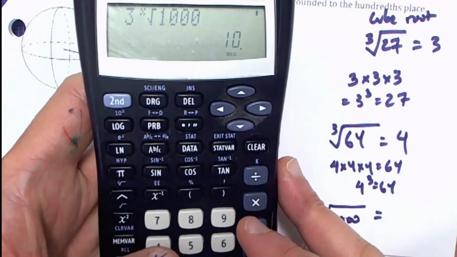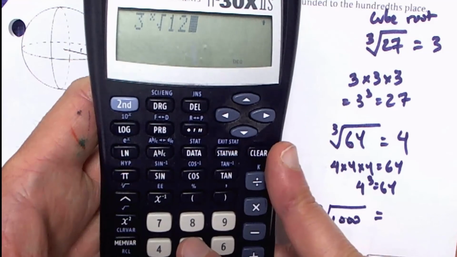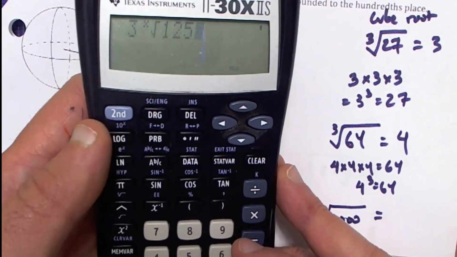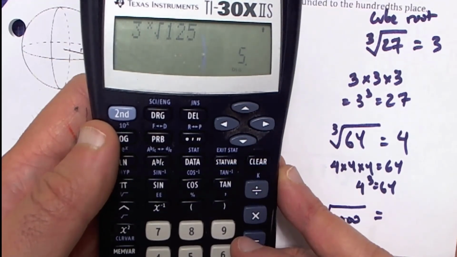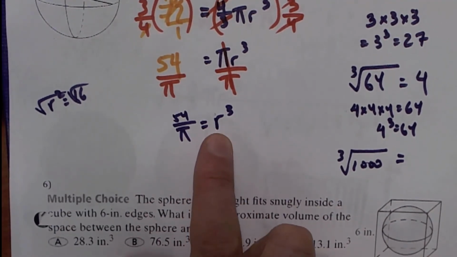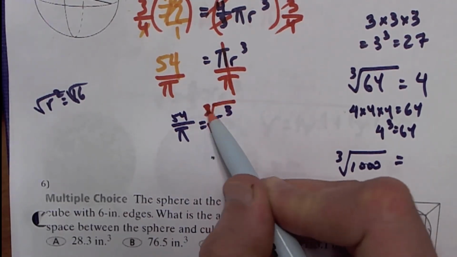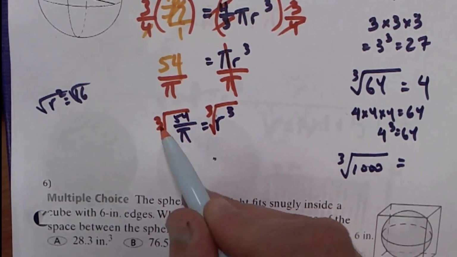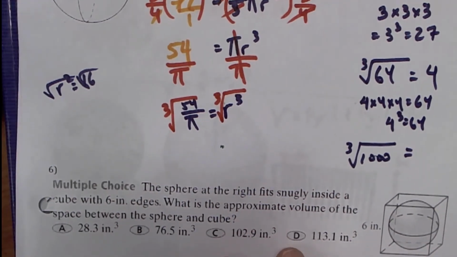Okay. How about the cube root of 125? What number times itself 3 times gives you 125? 5, right? 5 times 5 times 5 gives you 125. So anyway, just to show you what a cube root is, I'm going to take a cube root of both sides. So again, we're going to use this little 3 root here. So we're saying the cube root of this crazy looking 54 over pi. What number times itself 3 times gives you 54 over pi?